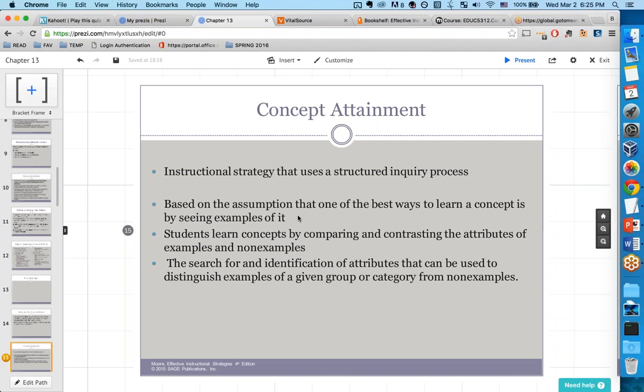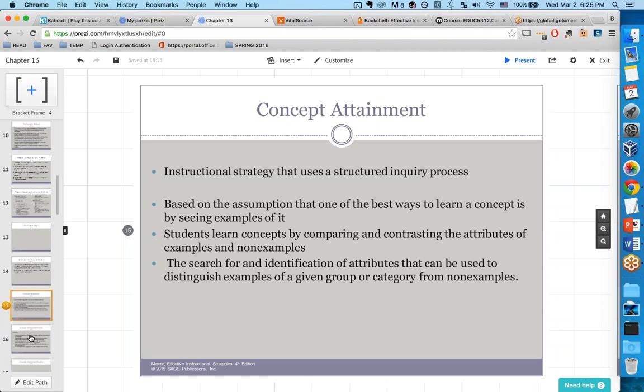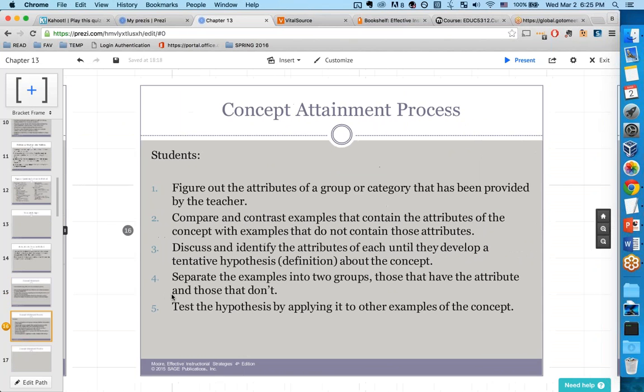The whole idea here is that one of the best ways to learn a concept is by seeing examples or non-examples. So basically you introduce a concept to the students, you show an example of the concept, and then you show non-examples. Based on this activity, by looking at the examples and non-examples, they get the point. We'll do an example of this in the coming slides, but let's talk about that more.